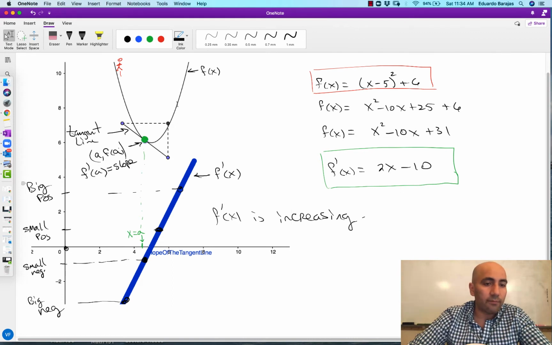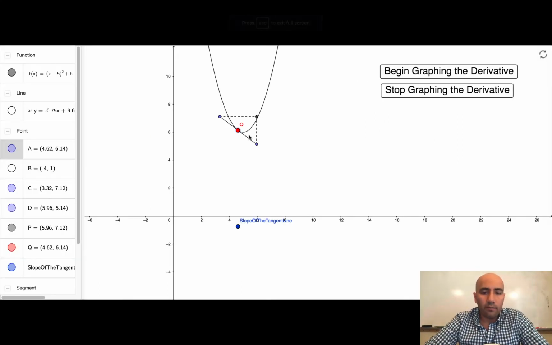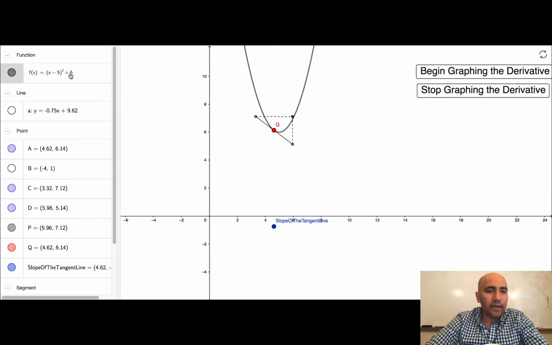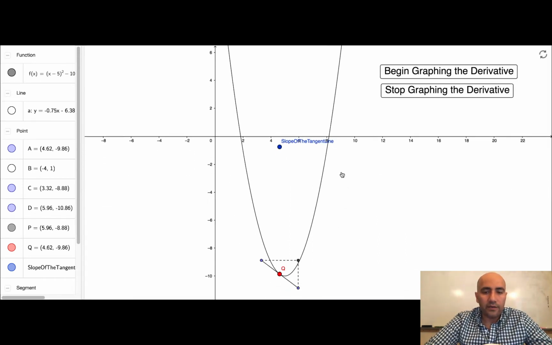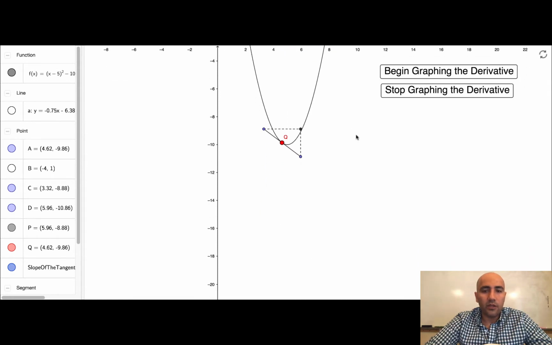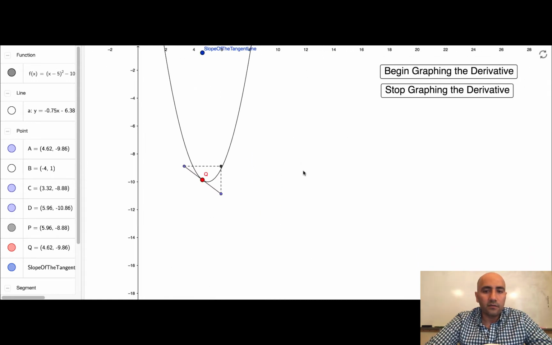Okay, so for example, back to this applet, I can change my equation here and maybe move it below the x-axis. Let's make this -10. And so now it's going to be way down here, below the x-axis. Zoom out a little bit more.